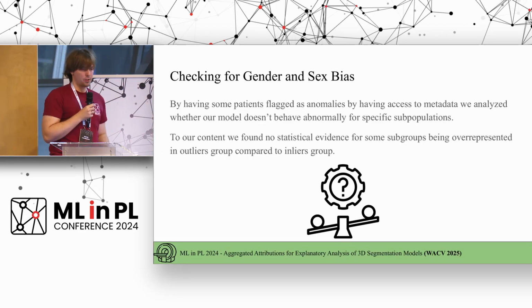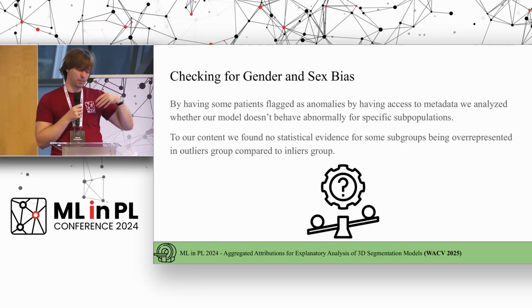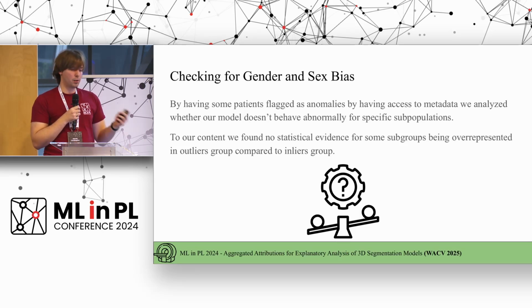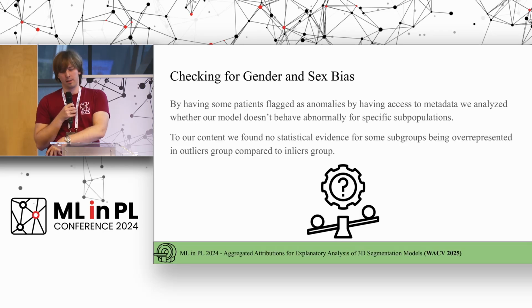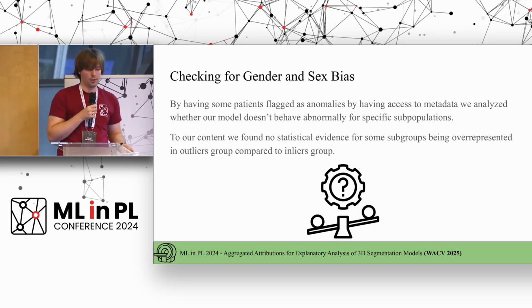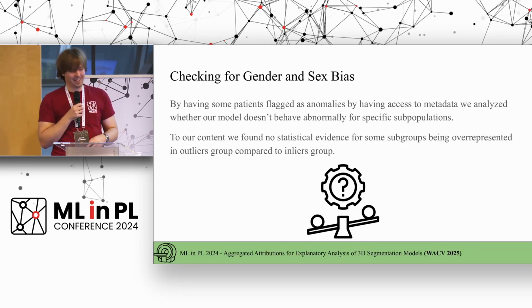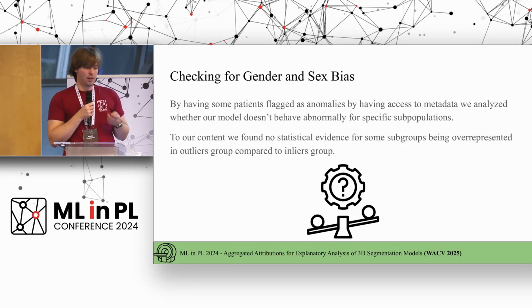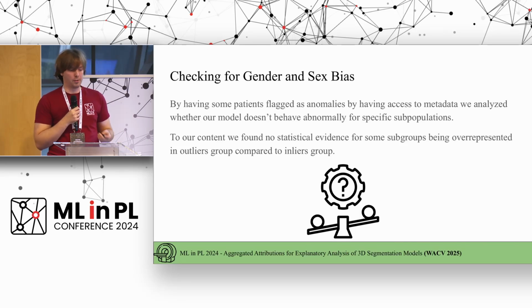Also, by using these anomaly scores, because we have seen that they are correlated to the dice score, we decided to check whether our model has some gender or sex bias. It was a simple test of checking the distribution of sexes in inliers and outliers, and the same was done for age. So we also checked, because we had in our metadata the age and sex of our patients, and we found no statistical evidence for some groups being overrepresented in the outliers group. So this is a good thing, because we were able to sanity check whether our network does not work poorly, for example, for elderly persons.